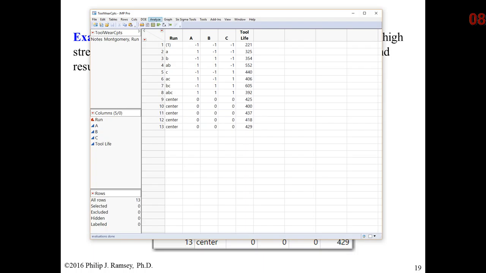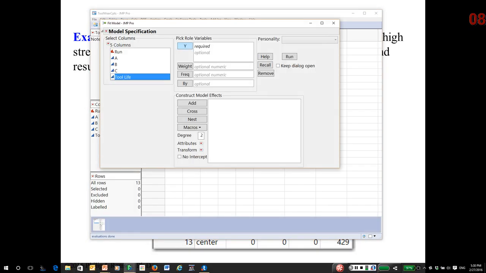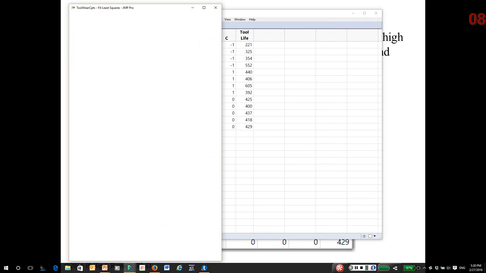So I'm going to go to the Analyze menu, Fit Model. Okay, Tool Life is our measured response. I highlight A, B, and C in the Select Columns window, our three factors. And under Macros, I'm going to fit a full factorial. So I have a three-way interaction, three two-ways, and the main effects. And then the effect screening emphasis automatically appears. So I'm going to run the model.